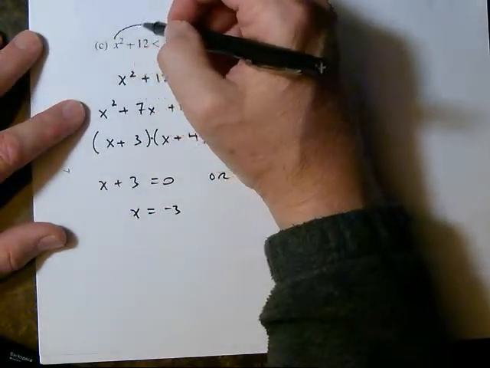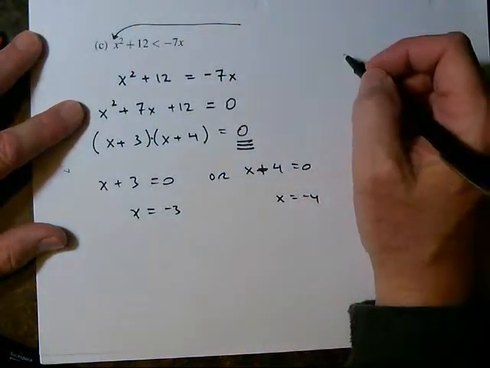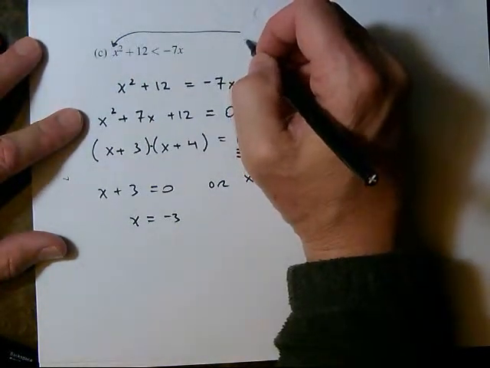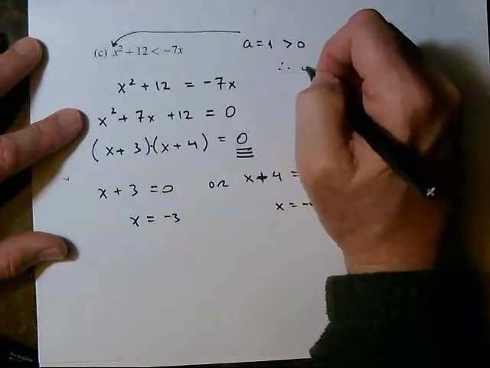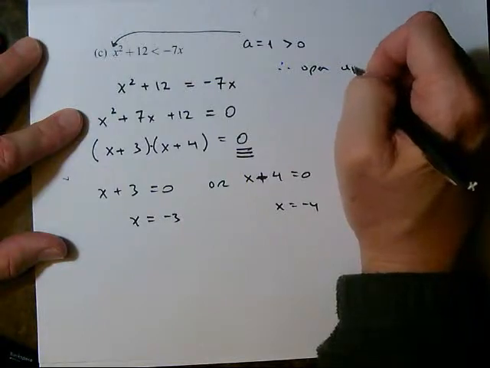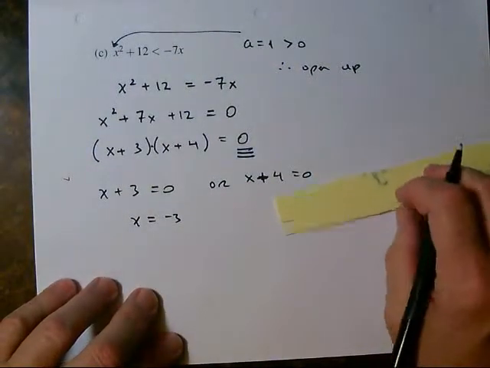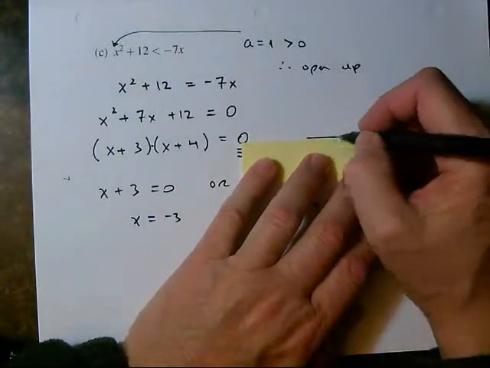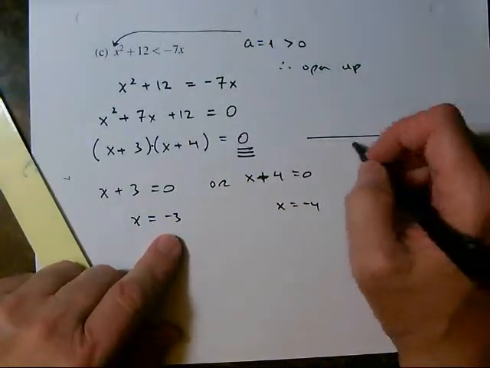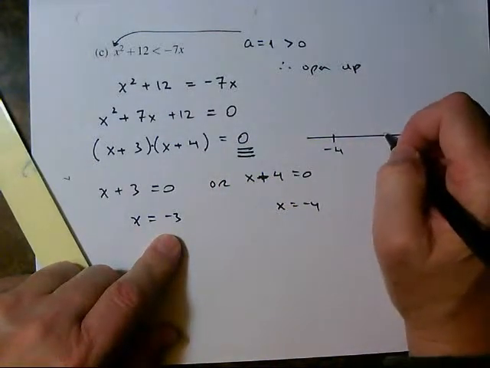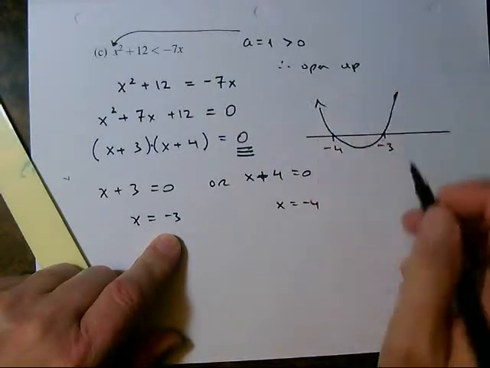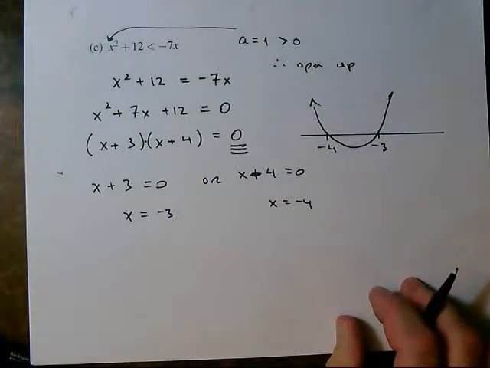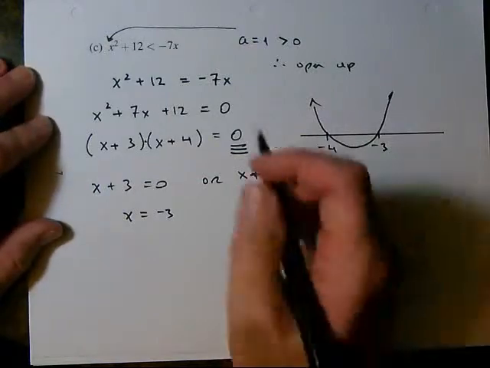I look at this parabola, and here the leading coefficient is 1. Once again, a equals 1. That's positive, therefore we open up. So if I draw my graph, put in the two x-intercepts, there's negative 4, there's negative 3. Stick in a quick sketch of a parabola opening up.